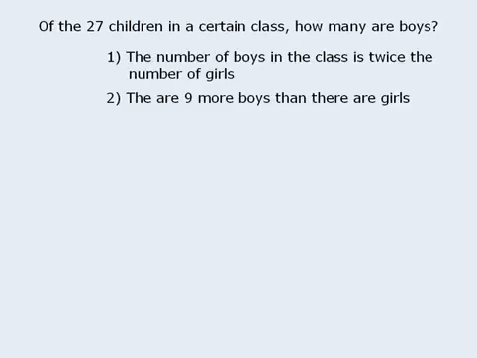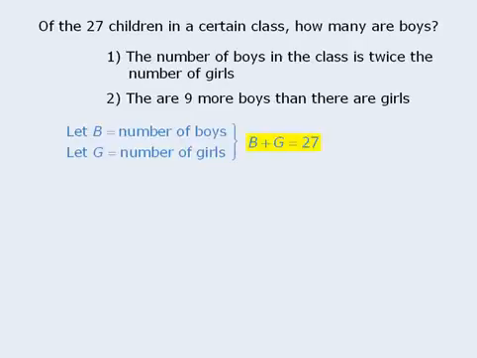So let's practice summarizing information. In this example, we are told that there are 27 students in a class and some are boys. So let's let B equal the number of boys in the class. And since each child will be either a boy or a girl, let's let G equal the number of girls. We are told that there are 27 children in total, so we can write B plus G equals 27. Finally, the target question asks us to determine the number of boys, which we can summarize as follows. Now that we have summarized all of the information, we can examine the statements.